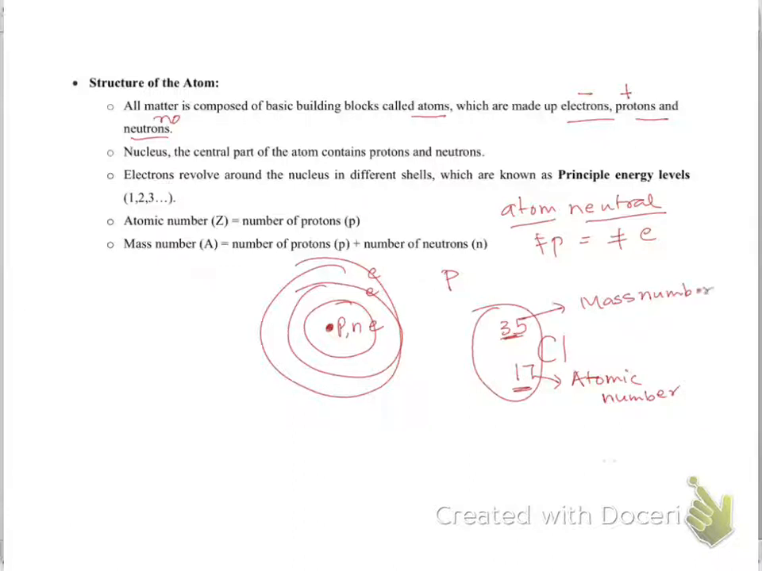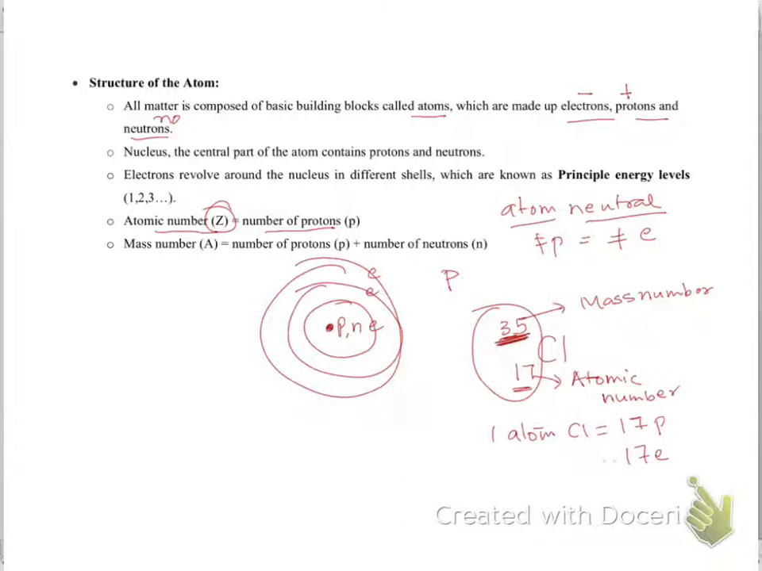What does atomic number mean? Atomic number, which is represented by the letter Z, is the number of protons. That means one atom of chlorine has 17 protons. Then how many electrons will be there? Since protons and electrons are equal in number, that means there will be 17 electrons.